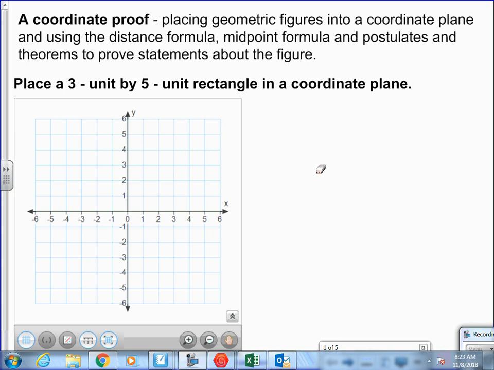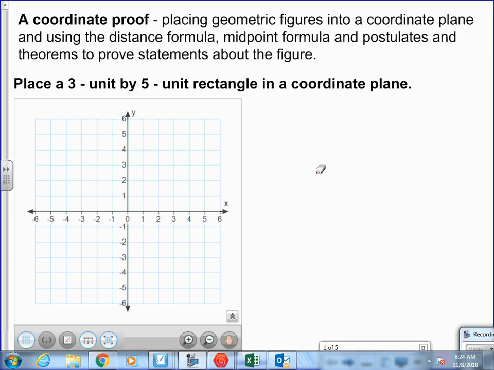All right. So today we're looking at coordinate proofs. You haven't had enough proofs already in your life. So a coordinate proof, it's placing a geometric figure into a coordinate plane using the distance formula, midpoint formula, and postulates and theorems to prove statements about the figure. This isn't quite as in-depth a process as the two-column proofs we've done in the past. It's more mathematical, which most people like.